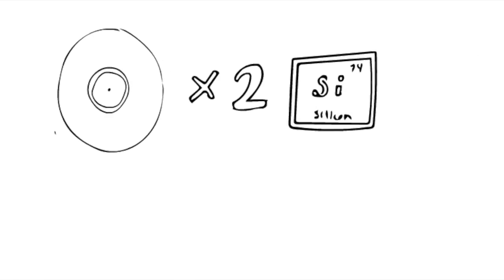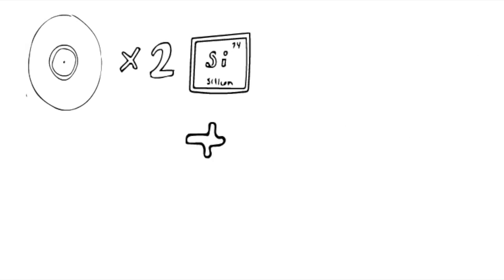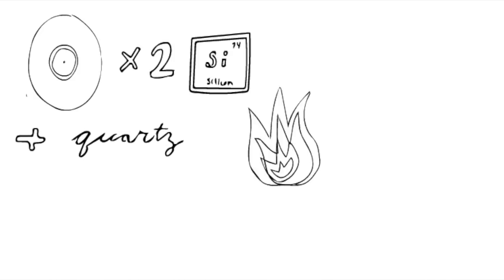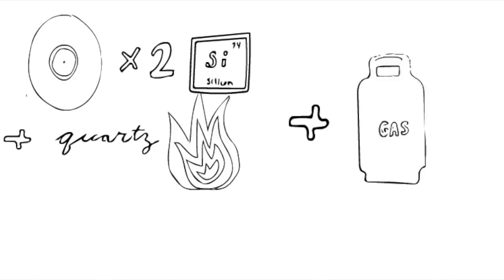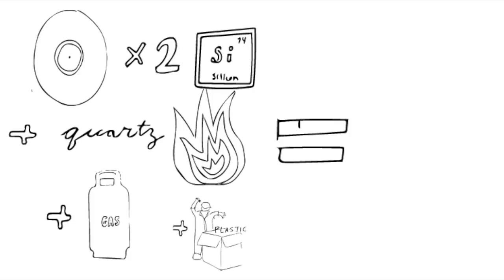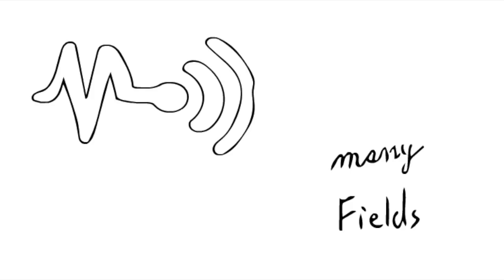The process begins with two silicon discs, and through the application of quartz to withstand the furnace's heat, gas ions, and plastic packaging, a sensor is created. This is an application of the two sectors. Sensors are applicable through many fields.